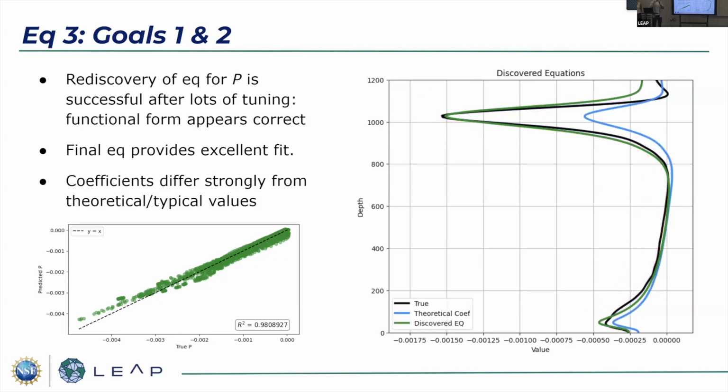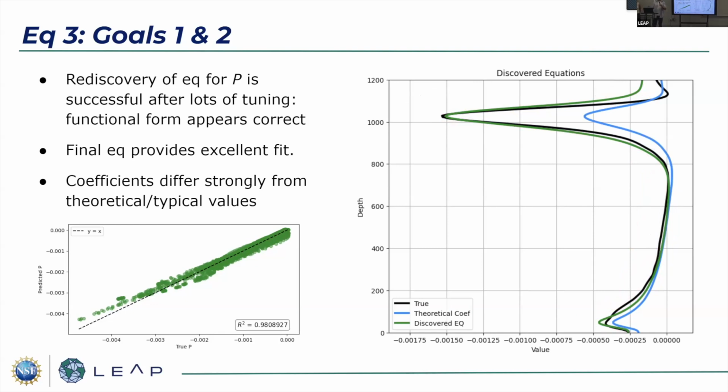But the interesting part here is that the coefficients that we get for our functional form differ very strongly from the theoretical or typical values. In fact, if we plug in the theoretical or typical values, we would get this blue line right here, which is very far off from the black, which is our ground truth, so to speak. So that's an interesting discrepancy.